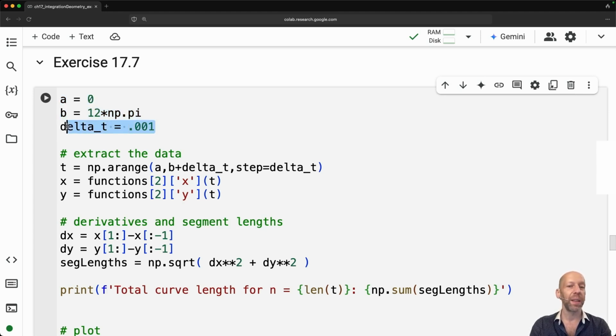And now here I'm defining delta t to be 0.001. This needs to be written as a separate variable because we want to manipulate it later on, at the end of this exercise and also in the next exercise. Here I'm extracting the data. Now I'm using the function that I created in the previous exercise, exercise 6. So this was for the functions for panel B, or panel C. The only difference is here I'm redefining the vector t, right?